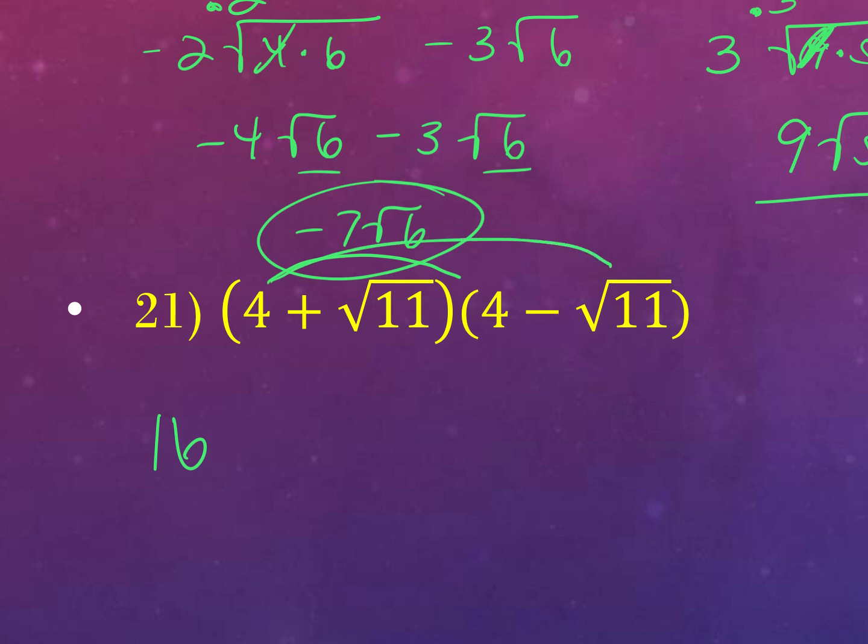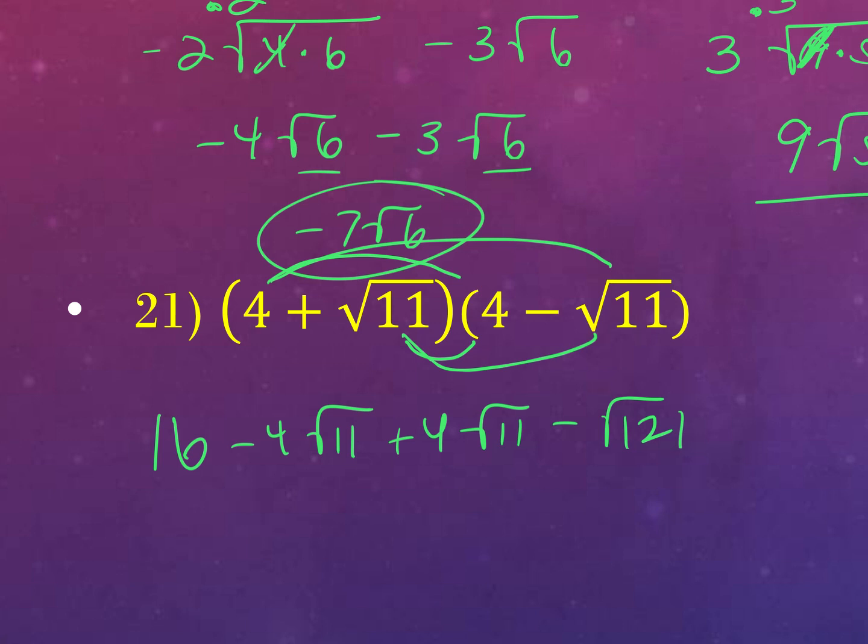What's 4 times negative root 11? Negative 4 root 11. You just stick it together. Okay, good. Now I'm going to multiply the inners. I have plus 4 square root of 11. And then the outers. What's the square root of 11 times negative square root of 11? It's minus the square root of 121.